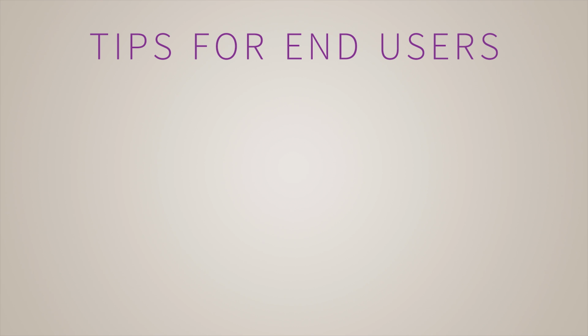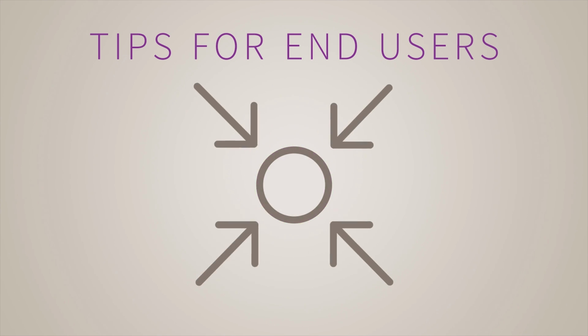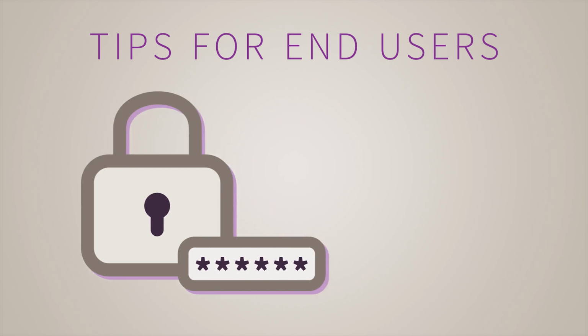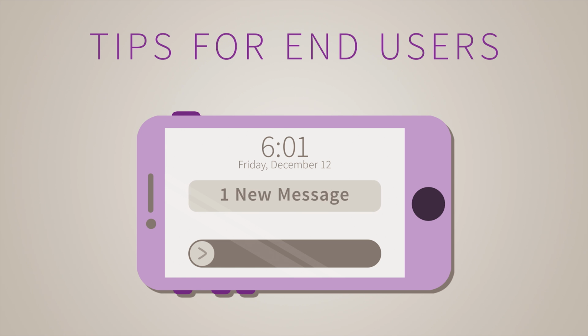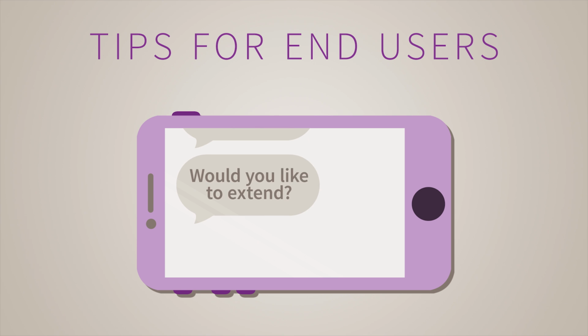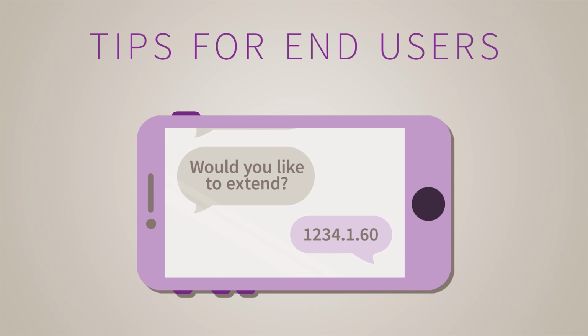Tips for end users. When replying to an extend-a-late-to-close format, it is very specific. Therefore, it's good to have a simple password for those users who may be receiving these sorts of texts through AutoText. When they receive a notification of a late-to-close event, their message can ask them if they would like to extend their closing period. If they would like to do so, they will need to reply with their password, the area they wish to extend, and the number of minutes they wish to extend, all in one continuous message separated by periods.